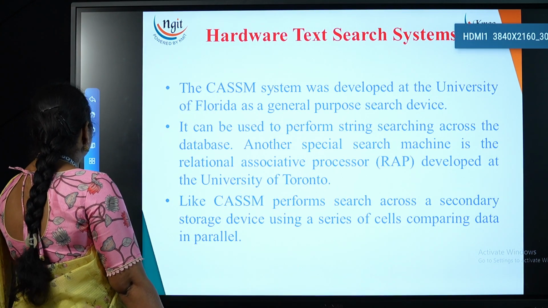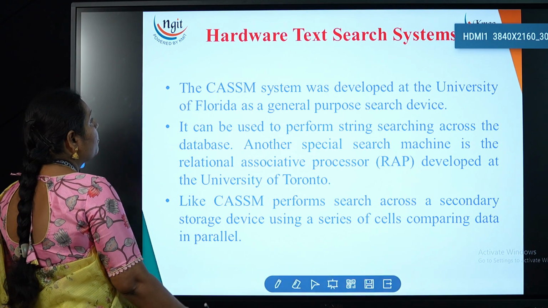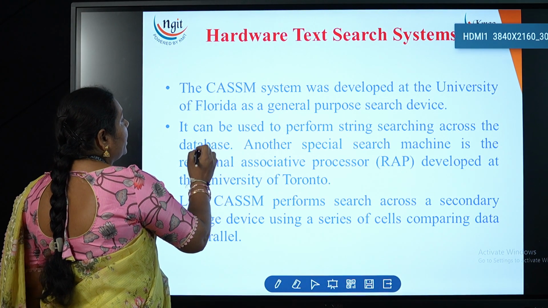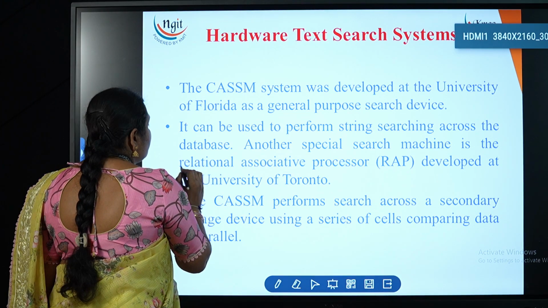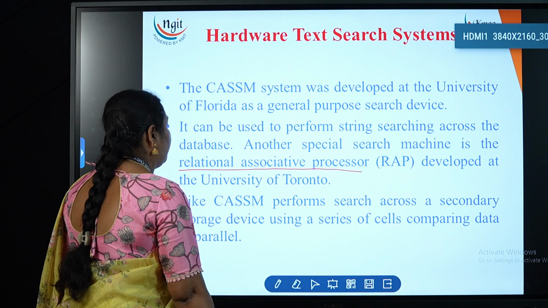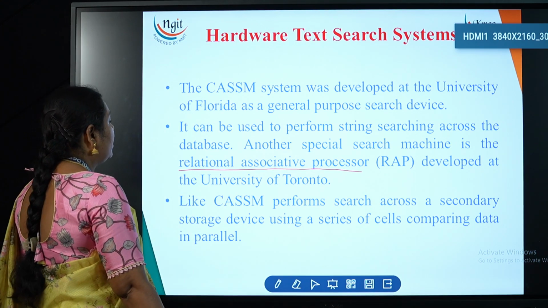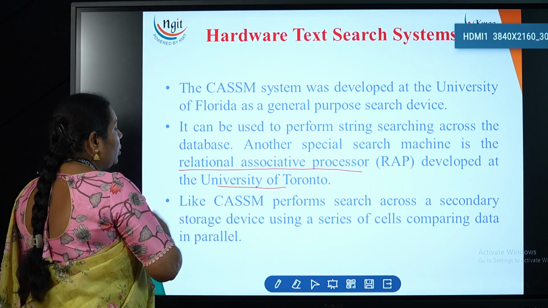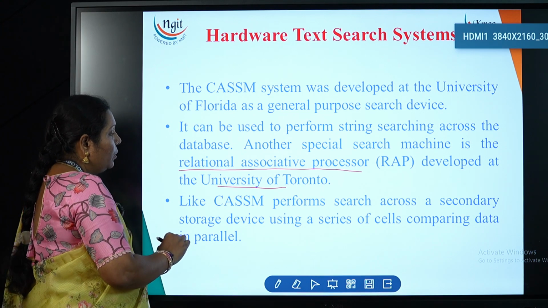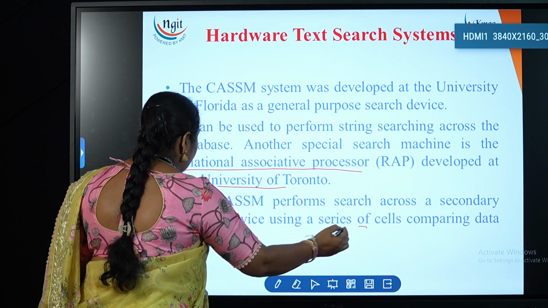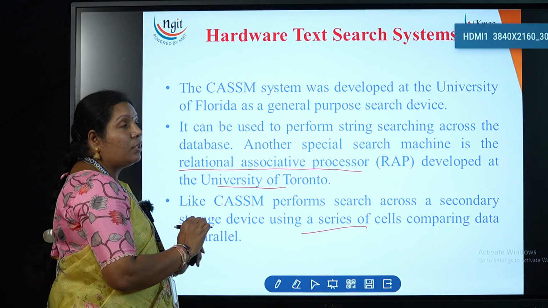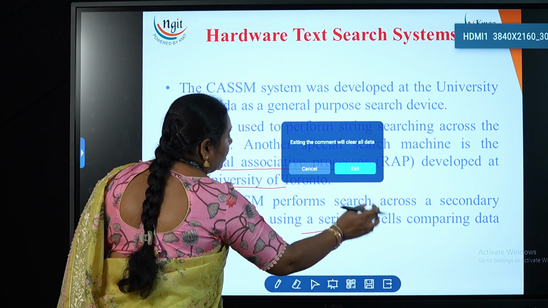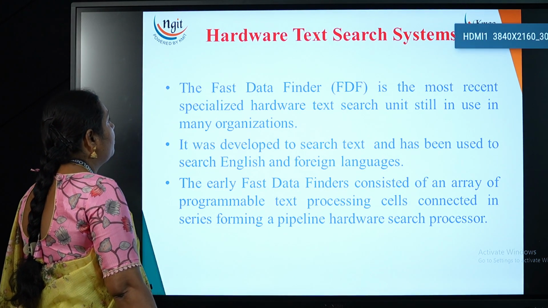It was developed by the University of Florida for general purpose, and it can be used for searching and also for a special search machine called RAP, the Relational Associative Processor, which was developed by the University of Toronto. It is helpful in secondary storage devices, not only in primary storage, and it can also do parallel processing, meaning comparing the cells parallelly.